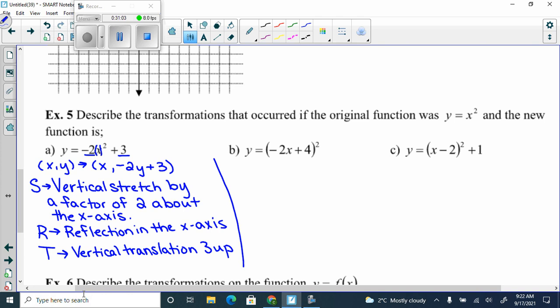If you see it like this, negative 2x plus 4 squared, our rule was, when we did horizontal, let's go back. If I gave you x plus 3 squared, you would tell me that was a horizontal translation. This is very lazy. Don't do this on a test. 3 left. Right? That's what you told me. What was in front of the x? A 1. So that rule only worked when there was a 1 in front of the x, didn't it?